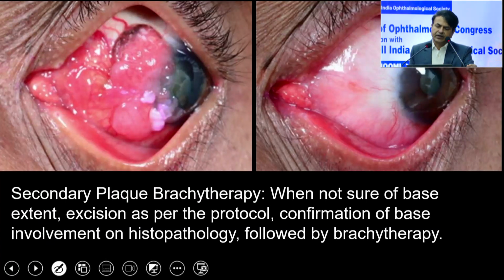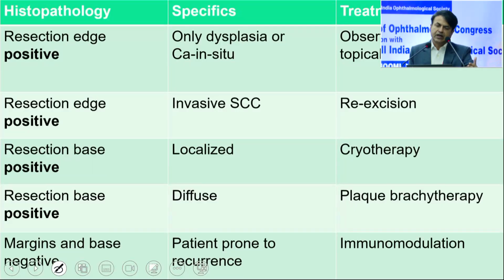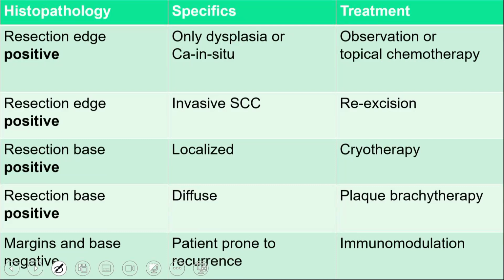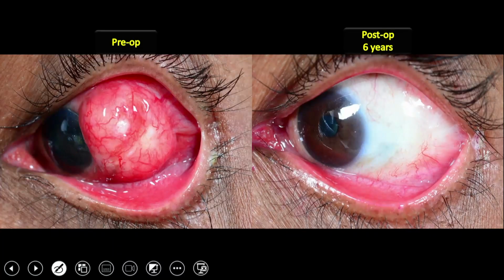Secondary brachytherapy is when you're not sure of the base, but when you send the excised sample to the pathologist and he confirms that there is base positivity, then you do a secondary plaque. That means you have already reconstructed the ocular surface with conjunctival autograft or amniotic membrane or whatever. And then once the pathologist confirms the diagnosis that there is base positivity, as per the protocol for adjuvant therapy, you do plaque brachytherapy. This is how it works.